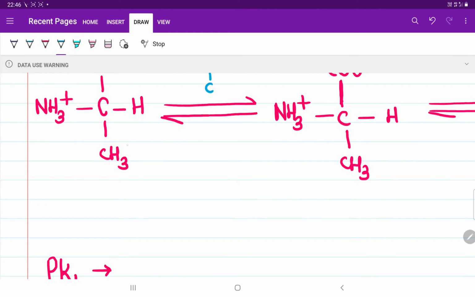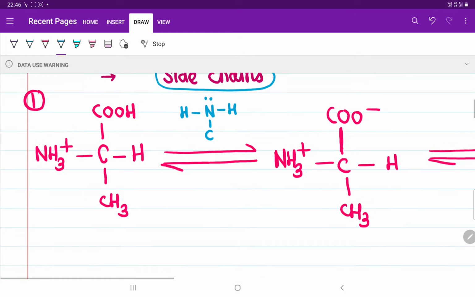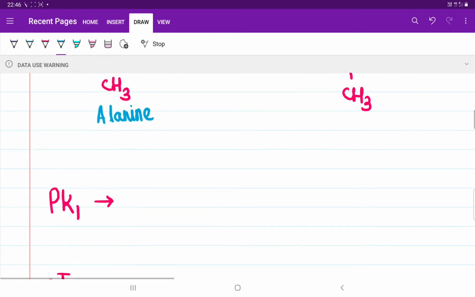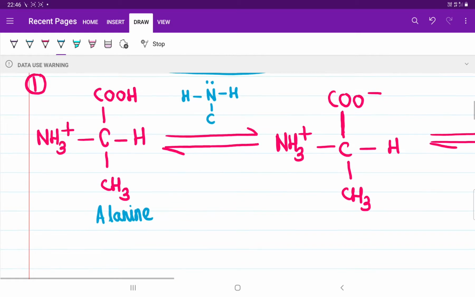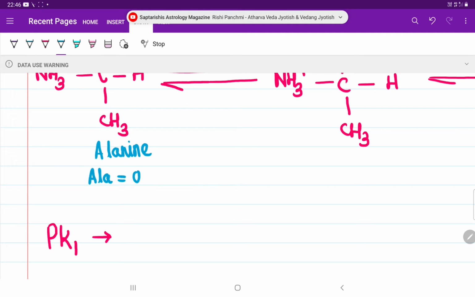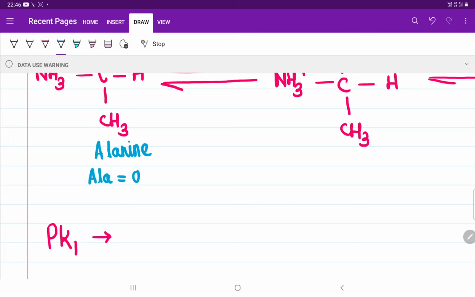Okay, and then this is our CH3 group. So this particular amino acid is alanine, right? At very low pH they are completely protonated, right? And what is the net charge here? What is the net charge here, students? So alanine has a net charge of plus 1, isn't it, students?